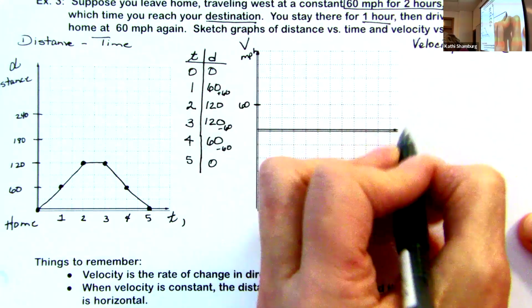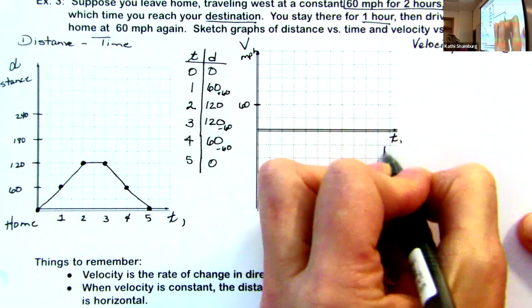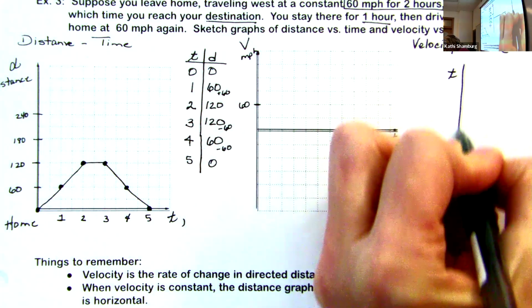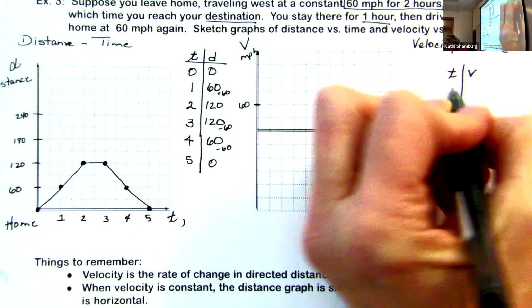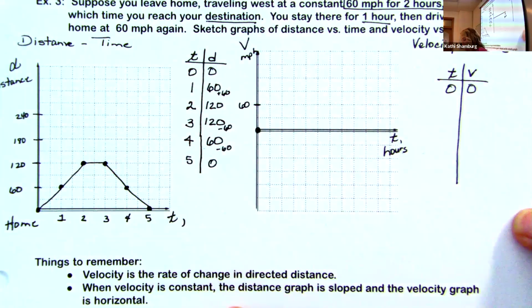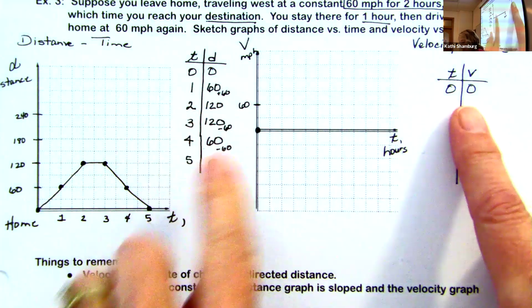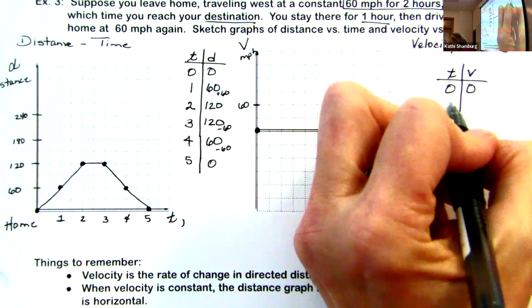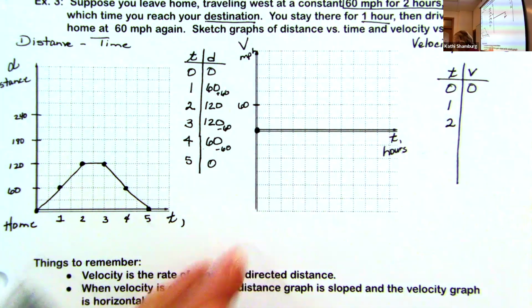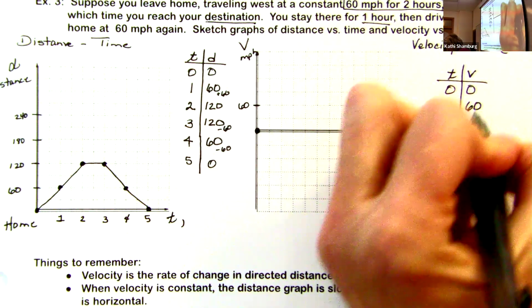And this is T, which is hours. Okay, so we have time. And now we have velocity, which is miles per hour, and we know that is always at 0, 0. Okay, so I'm going to look over here or up here, it doesn't matter. So in those first 2 hours, how fast were we driving? 60 in both of those, right?